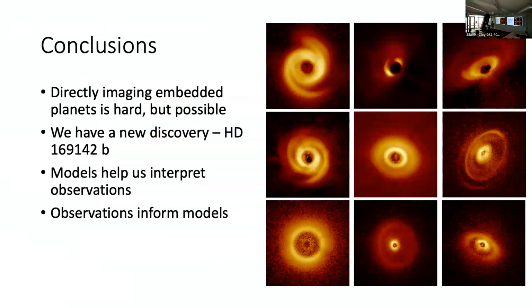Yeah, for my conclusions. Direct imaging has so far been quite hard for finding planets, but it is possible, and we are starting to get some coming through. We made a new discovery, HD 169142 b, and as you can see, our models can help us understand and interpret our observations, see what is possible. Does our story match theory? And then those observations can also inform models again. I will leave it there and we'll take questions.